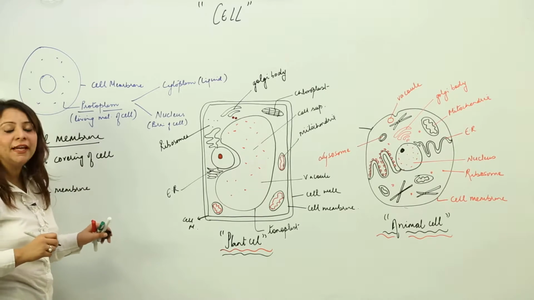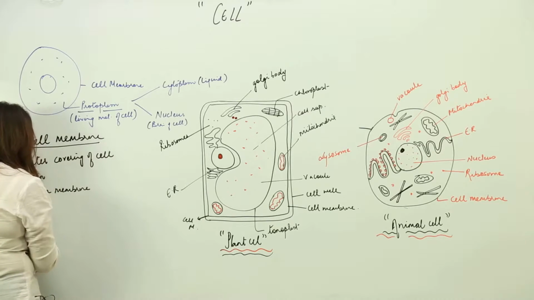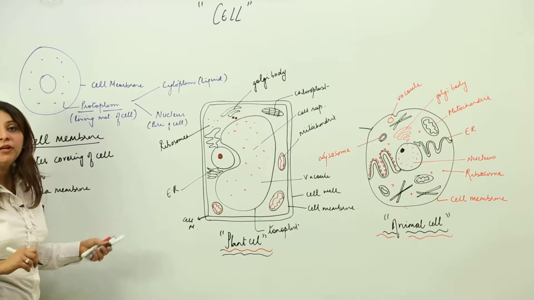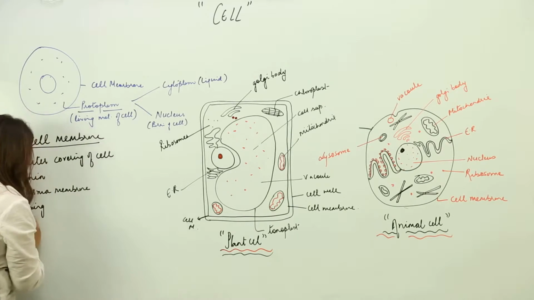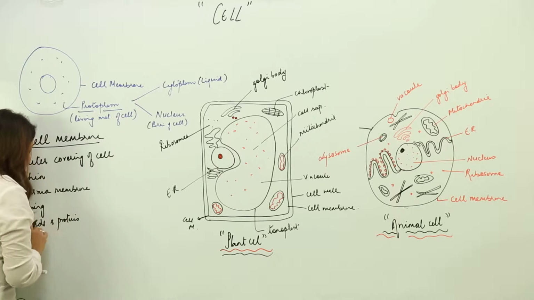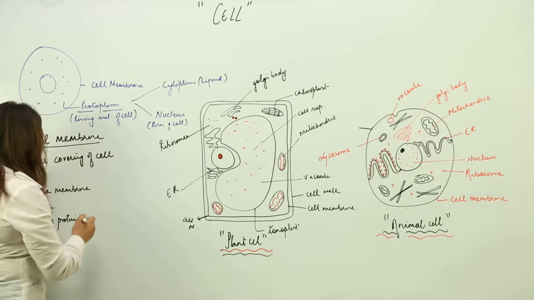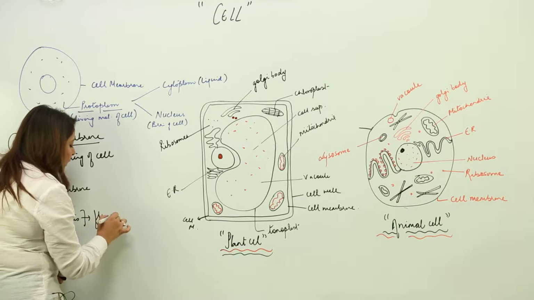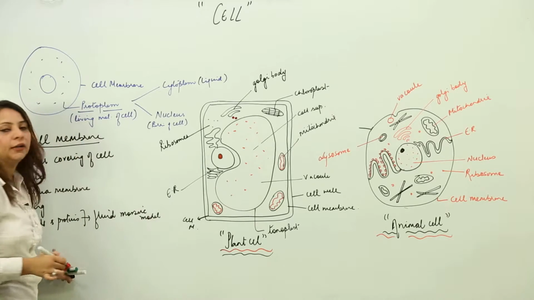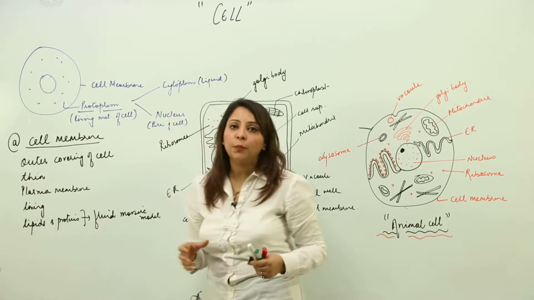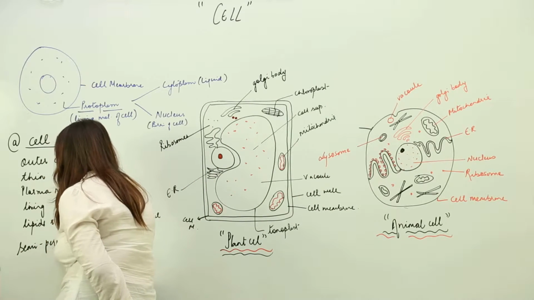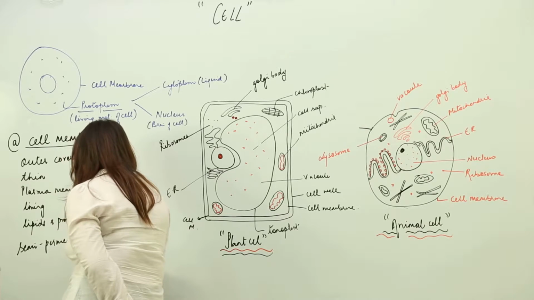And if we talk about its nature, whether it is living or dead, it is living in nature. What is the component of the cell membrane? The cell membrane is made up of lipids and proteins, lipids embedded in proteins, and the way lipids and proteins are arranged gives rise to a special kind of model called the fluid mosaic model. There is one specific property of the cell membrane: it is semi-permeable in nature.